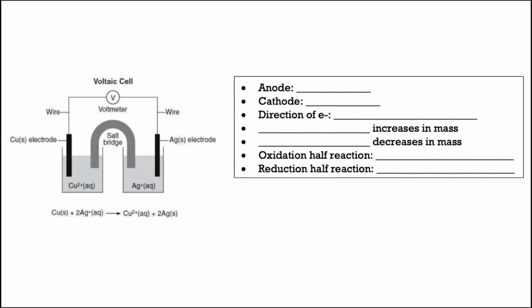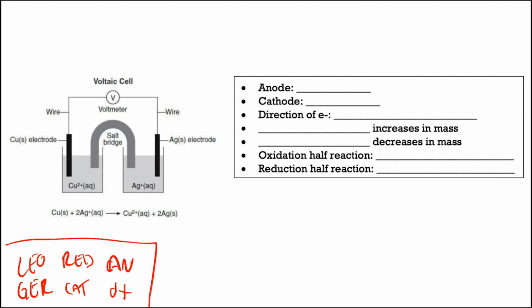Let's jump into this with the first question. So these pictures look like what we were talking about yesterday. Let's kind of annotate it a little bit and then answer the questions. So it looks like we have to figure out the anode, the cathode, the direction, which increases, which decreases, and then the 2 half reactions. So before we even get started, we should write LEO GER, red cat, and an ox on top of the page, side of the page, your hand, wherever you find it useful.